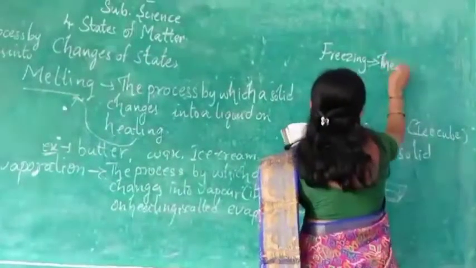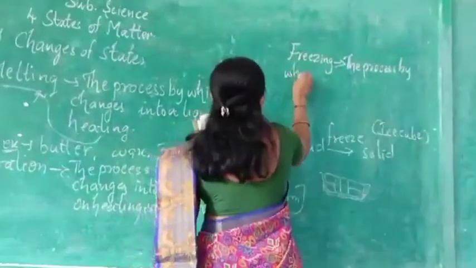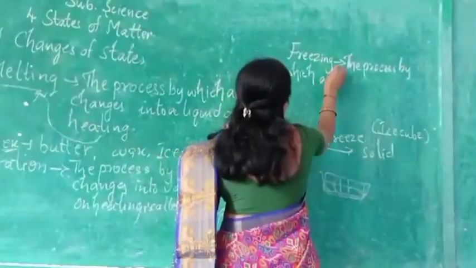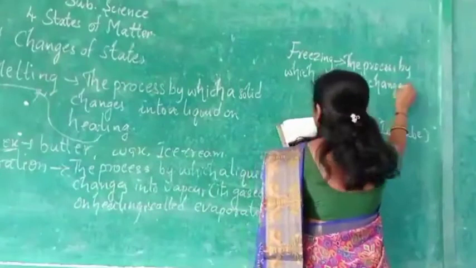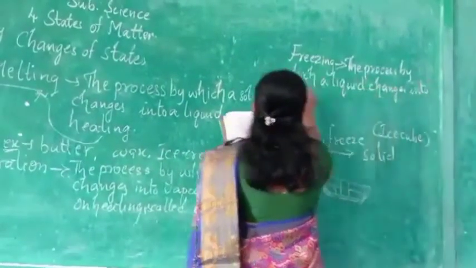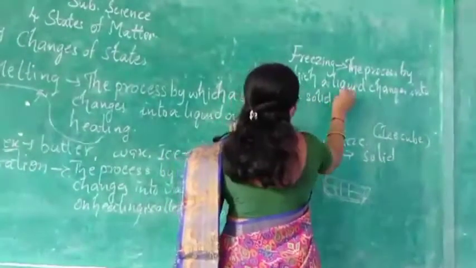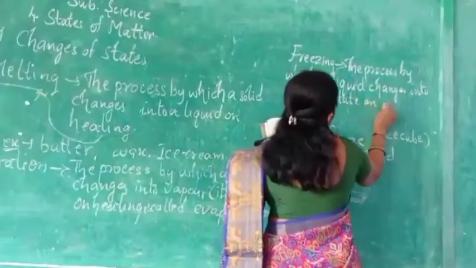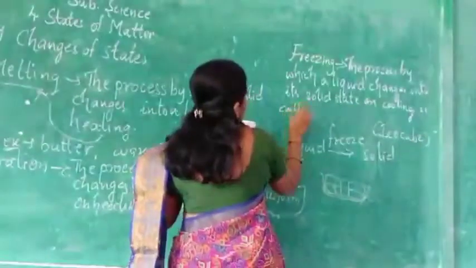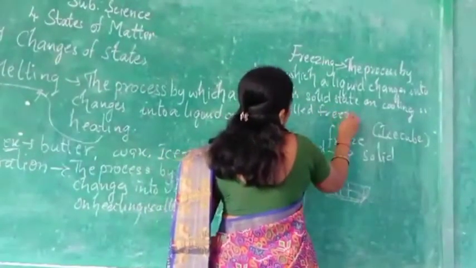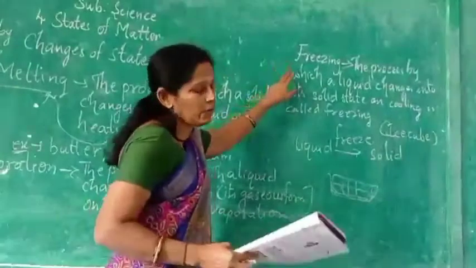The process by which a liquid changes into its solid state on cooling is called freezing. Okay, so what are we learning today? Freezing. The process by which a liquid changes.